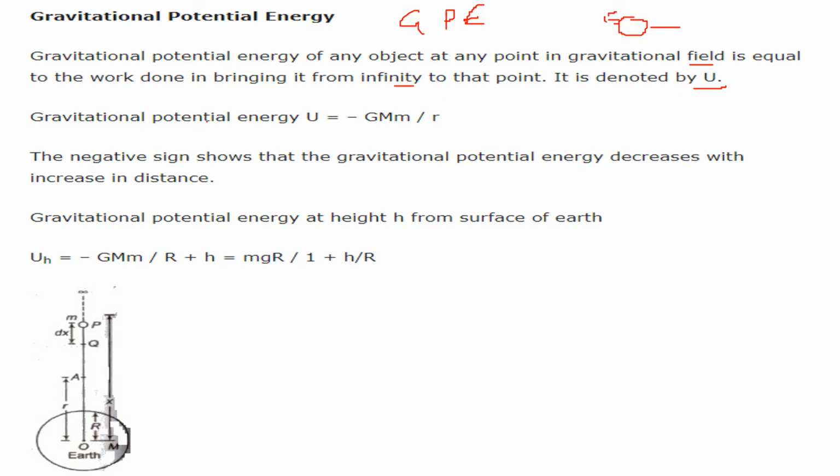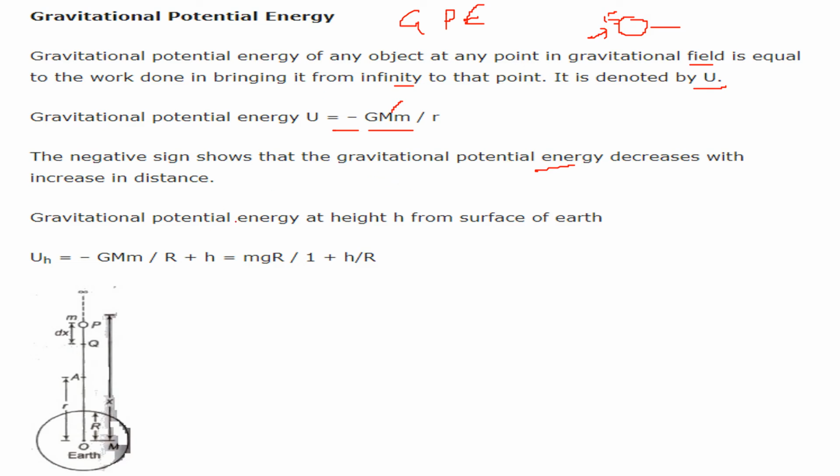And this gravitational potential energy is given by minus G into capital M, small m by R. This capital M in this case is Earth. This m is the body's mass. Again, we have a negative sign. This shows that the gravitational potential energy decreases with the increase in the distance.